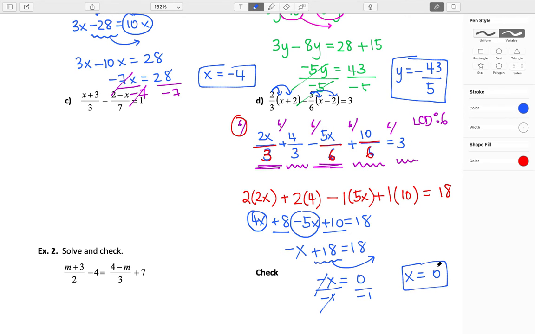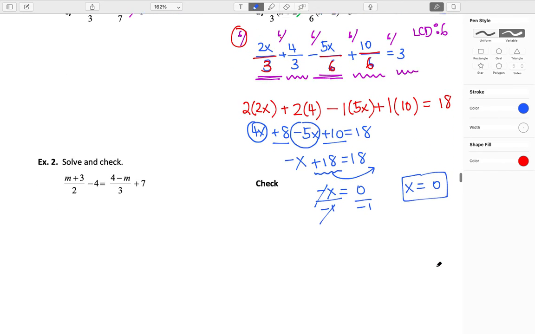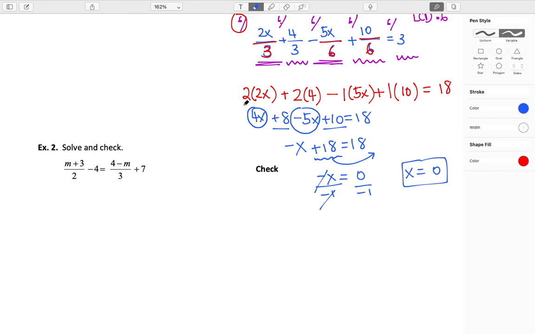Okay, good. So you're going to do the same thing for number 2. First of all, solve by finding the lowest common denominator. In this case, it will be 6. If you do get stuck, all you need to do is multiply the denominators, 2 times 3, to get the common denominator. And when you're checking, don't forget to make the left side equal the right side. So the left side is m plus 3 over 2 minus 4, and 4 minus m over 3 plus 7. Okay, so we're plugging in.